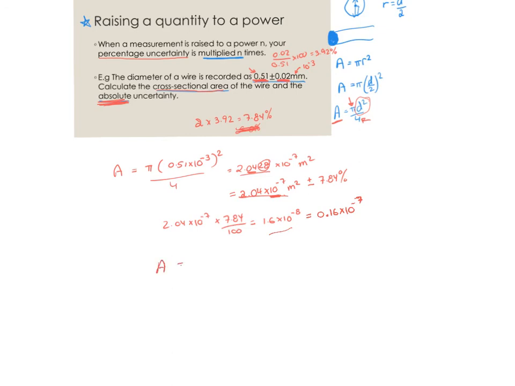So that will be my complete answer. The area is 2.04 plus or minus 0.16 times 10 to the minus 7. But, like I said before, my answer is only to 2 significant figures. So I'll just simply change my answer to two significant figures, which leaves me with 2.0 plus or minus 0.2 times 10 to the minus 7 meters squared.